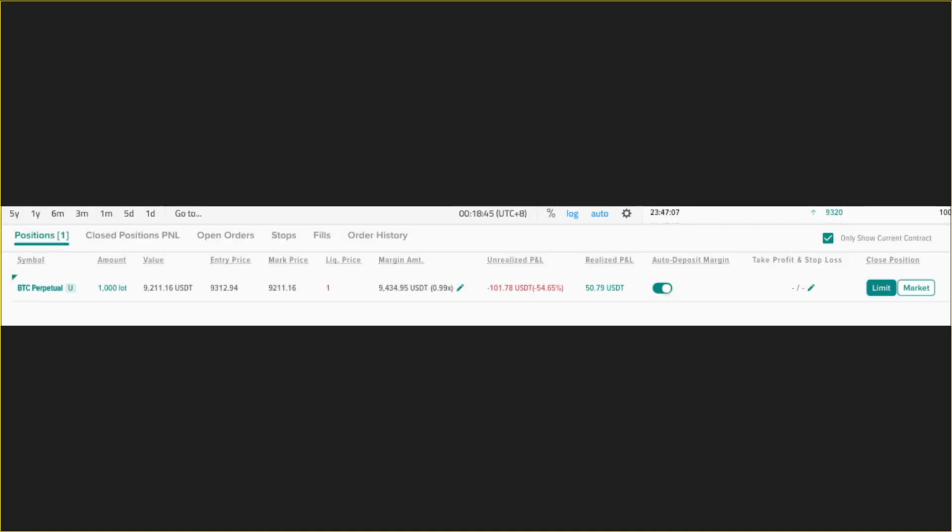Here's an example of a Bitcoin perpetual contract, a futures contract. We see there's only one contract here. We see the value is 9,211 USDT, US Tether. The entry price was about 9,312. The mark price, 9,211. Liquidation price, the margin amount, so it's 0.99x, so a small amount of margin.